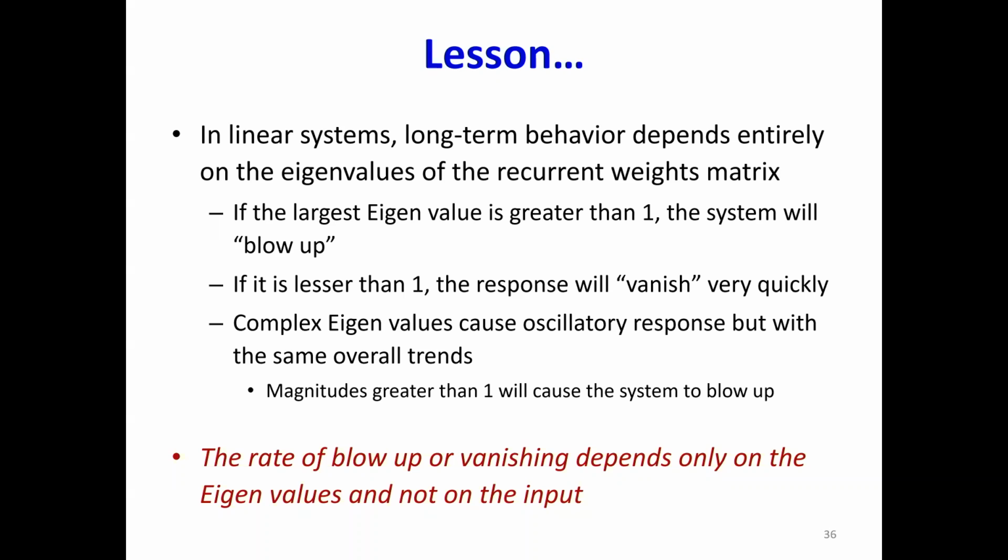Yes, Firas. I didn't get why complex eigenvalues are oscillatory. Oscillatory response, because they occur in complex conjugate pairs. The sums of complex conjugate pairs are sines and cosines, right? That's why. Okay.